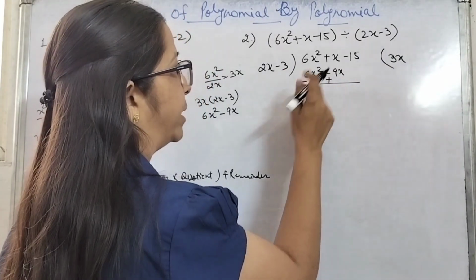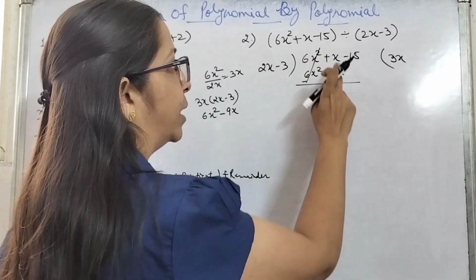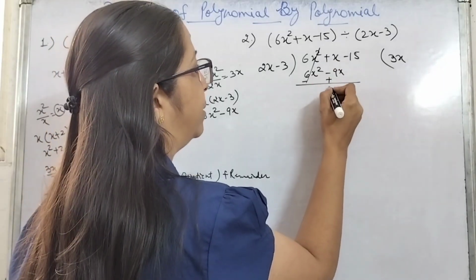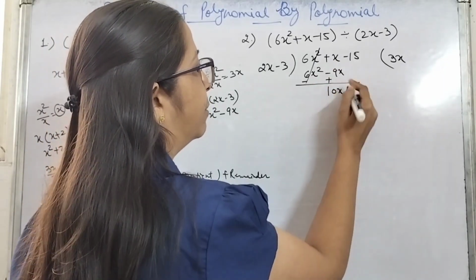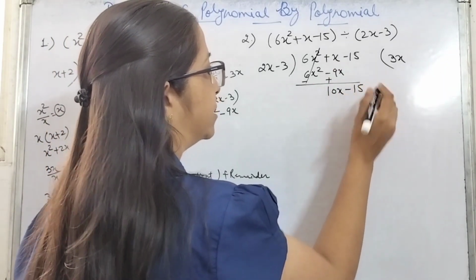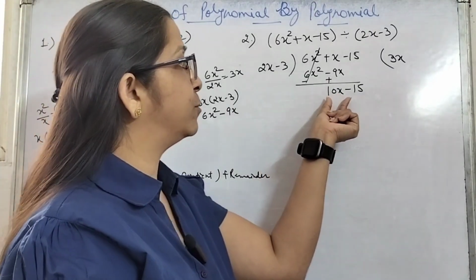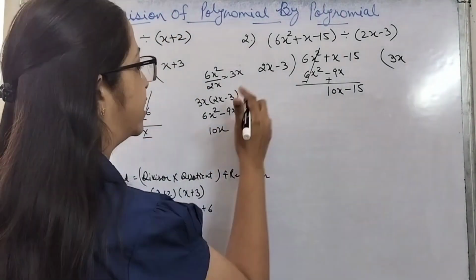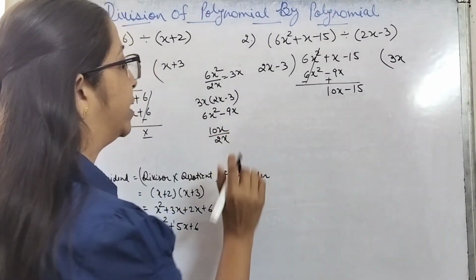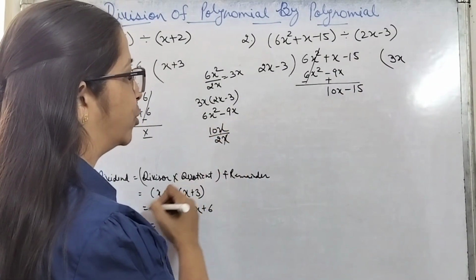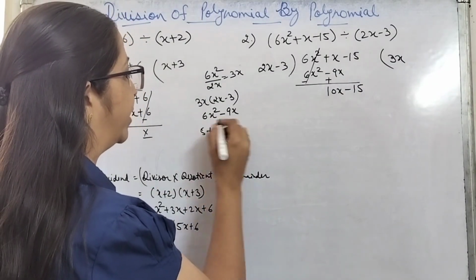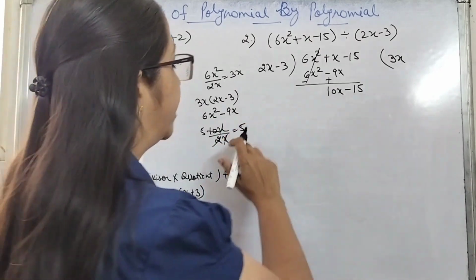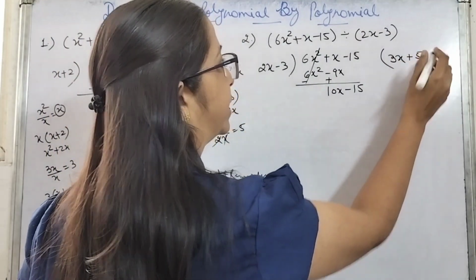Plus 6x square minus 6x square are going to cancel. Plus x plus 9x will be plus 10x. Minus 15 we will write as it is. Now the first term of the dividend is 10x and the first term of the divisor is 2x. If we divide these two, x and x cancel, and 2 5s are 10. So it will be 5. So in the quotient we will write plus 5.